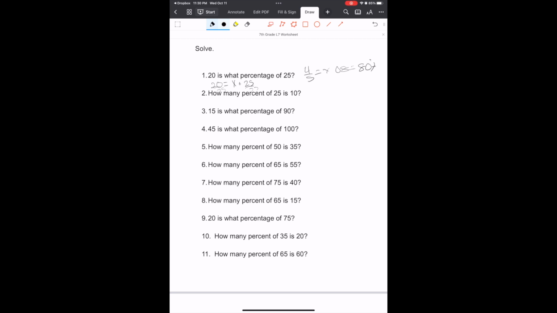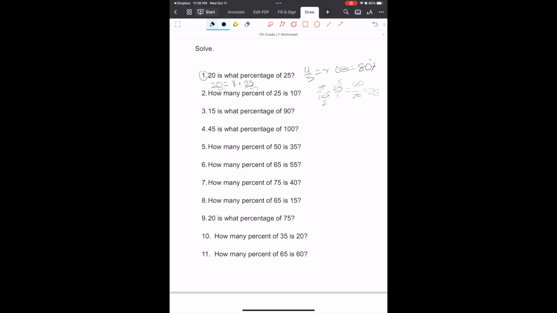So we could also double check our work and do 8 over 10 times 25 over 1. This would be 2, this would be 5. That's 40 over 2, just equal to 20. So yeah.